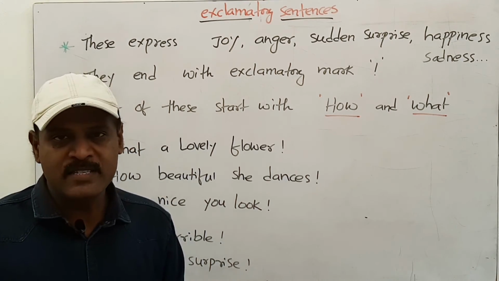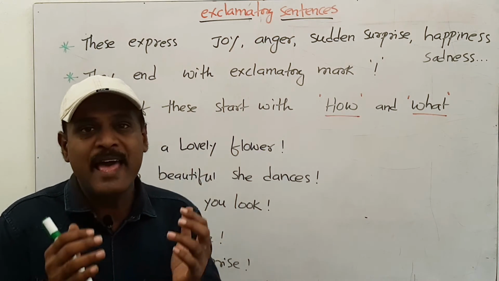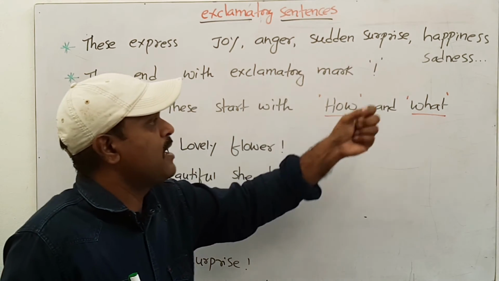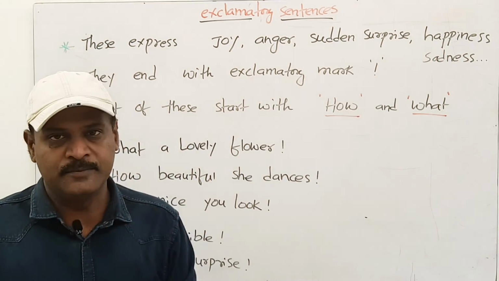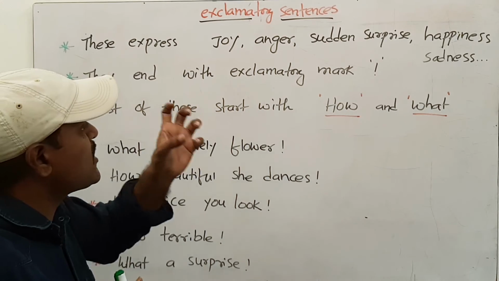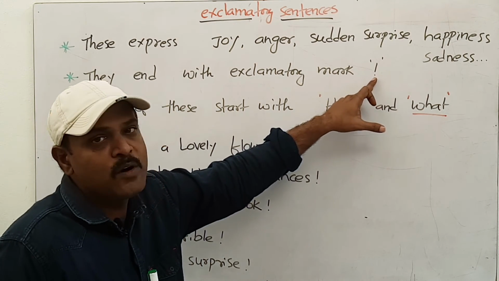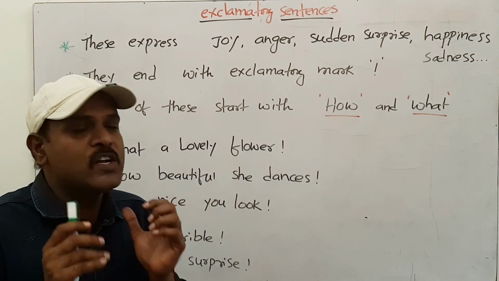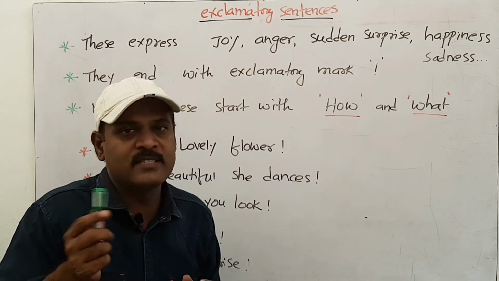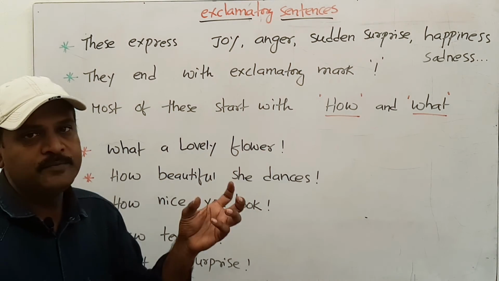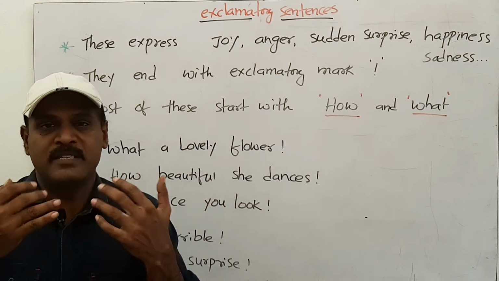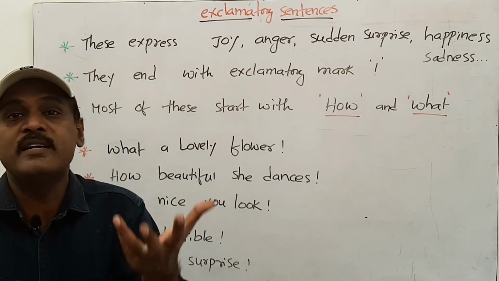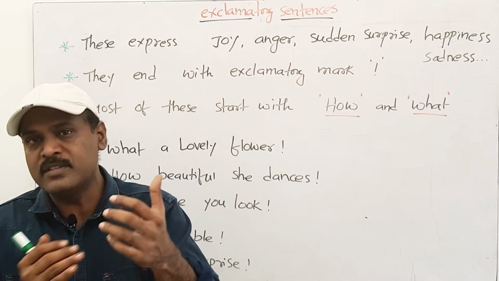The last kind of sentences are exclamatory sentences. They express a sudden feeling of emotions like joy, anger, sudden surprise, happiness, sadness, etc. And this kind of sentence ends with an exclamation mark. Most of these sentences start with how and what. Examples. What a lovely flower. So we are expressing our exclamation by saying this kind of sentence. It is a flower. What a flower it is. So you know the basic difference between these two sentences.